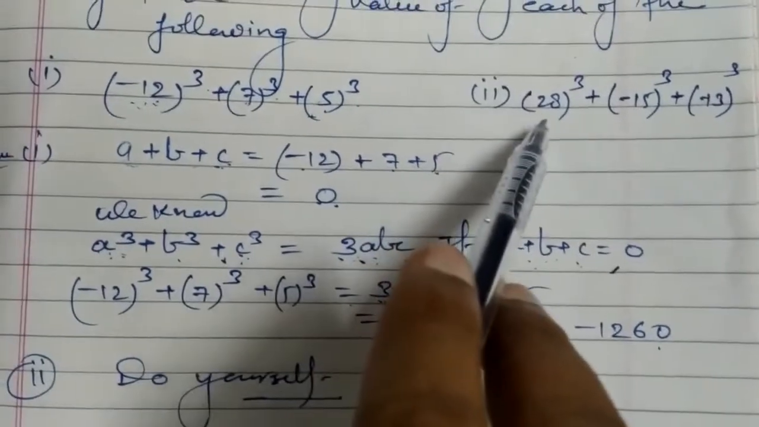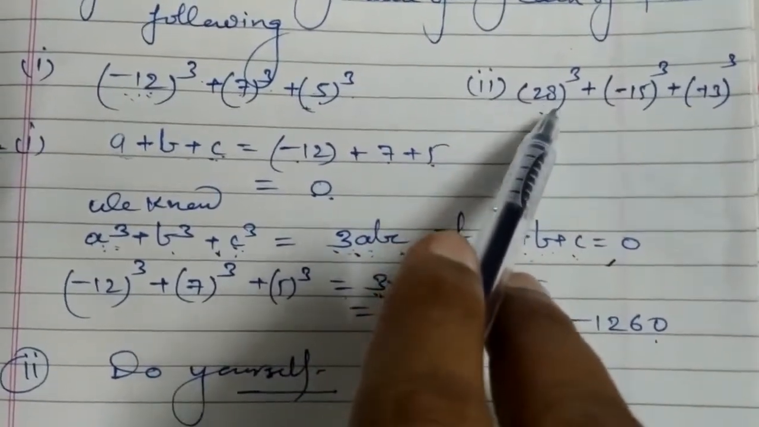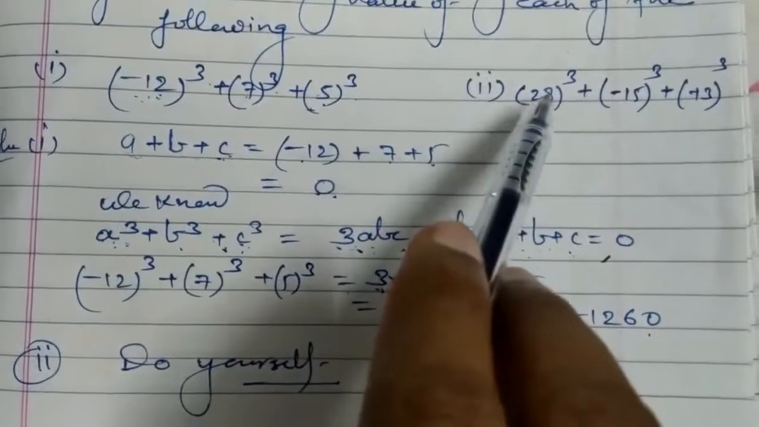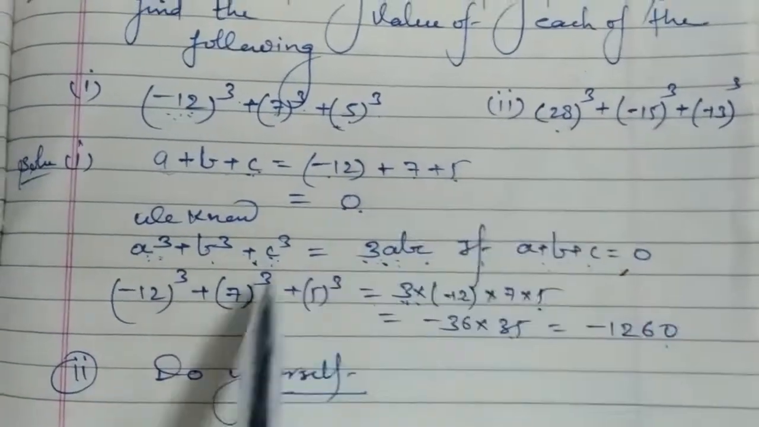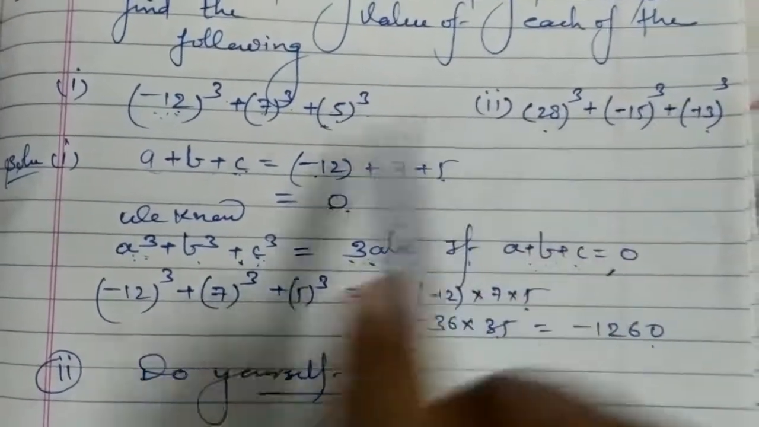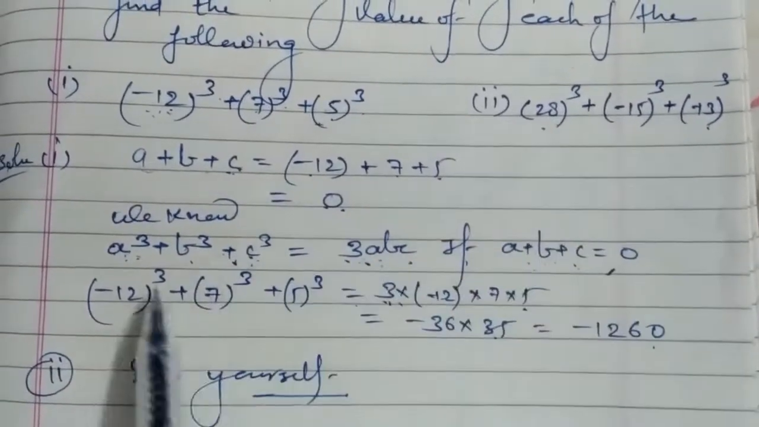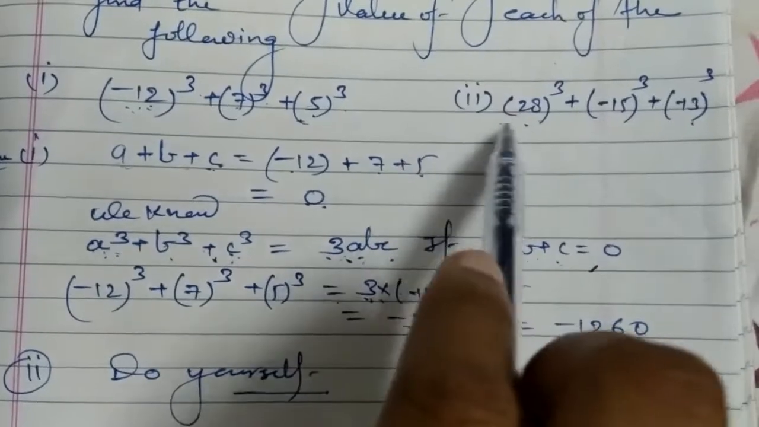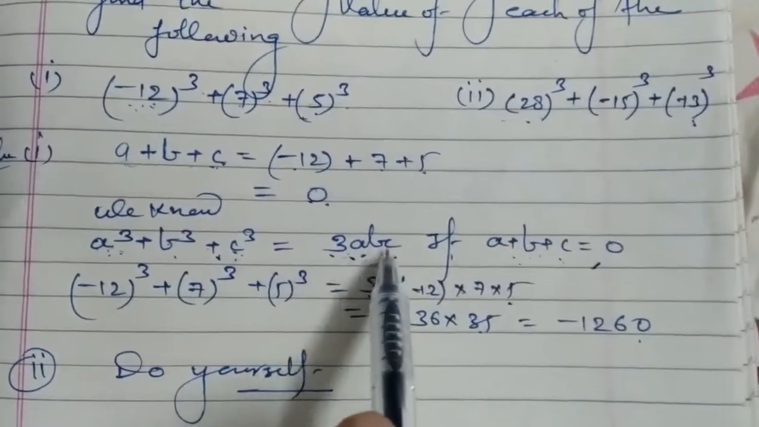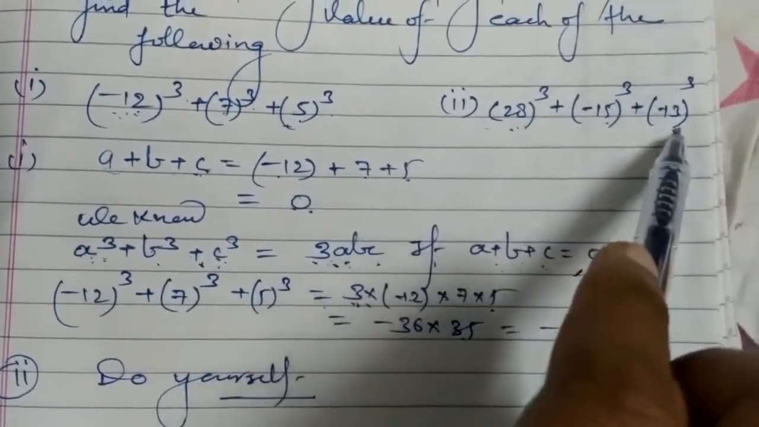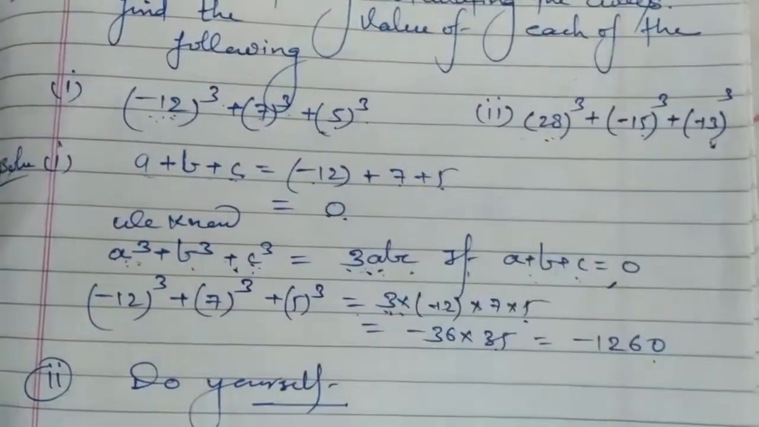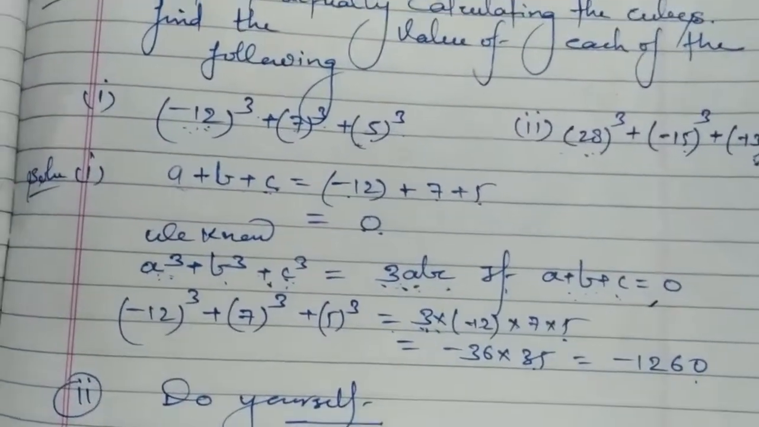This part you do yourself. How do you do this? Here compare this with this: a equal to 28, b equal to minus 15, c equal to minus 13. Do the sum of a, b and c. If you get 0, then you can use this identity. Means the value of this will be equal to 3 into 28 into minus 15 into minus 13. That will be your answer. Fine. Do it yourself.